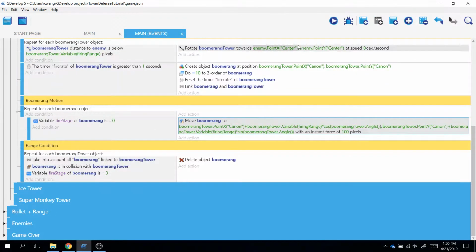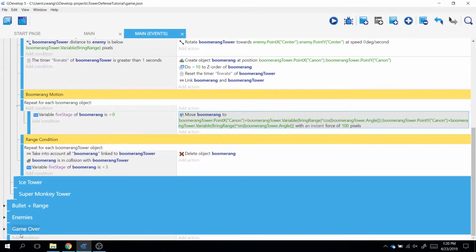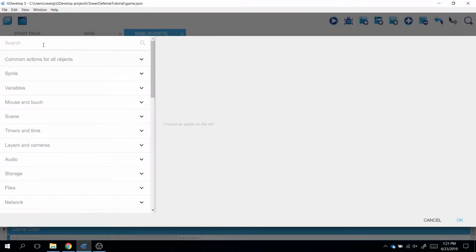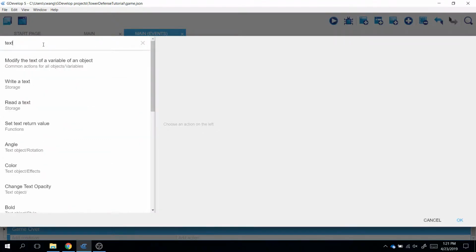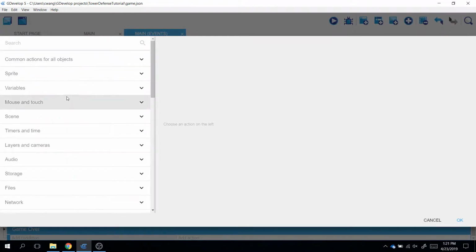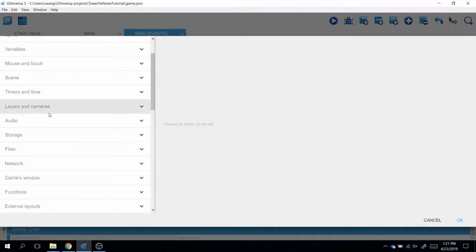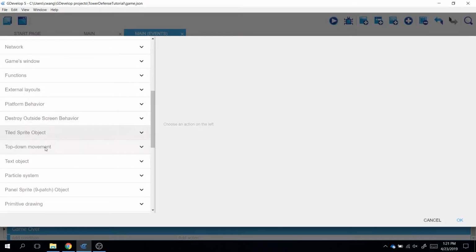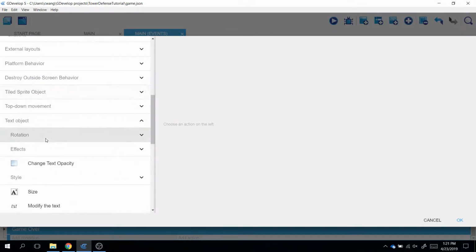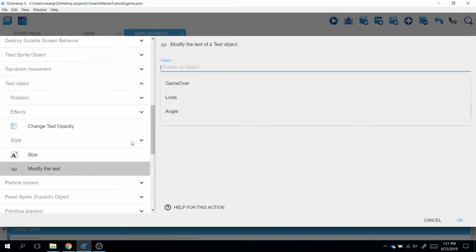Now, it doesn't matter where you modify it. I'm just going to make an event at the very bottom. There's no condition, so it's always going to be running. I'm going to set the text object to be a value. So modify the text of a variable. Not really. I want to modify the text. Let's look for that text object. There we go. I want to modify the text.